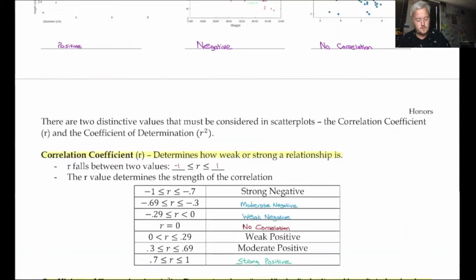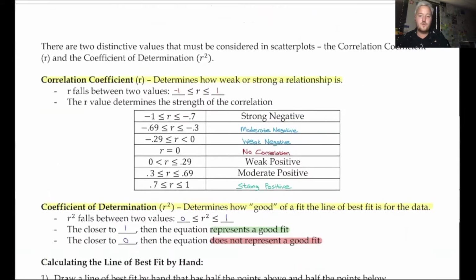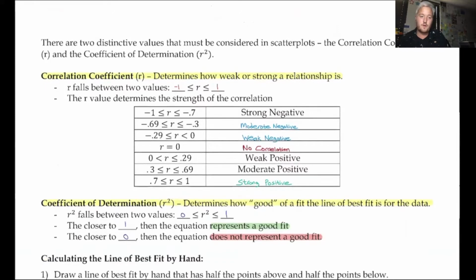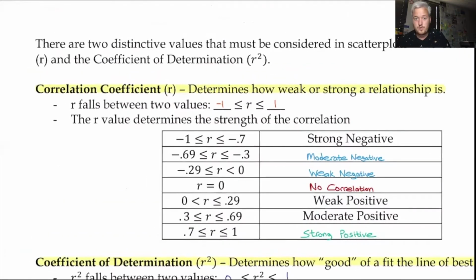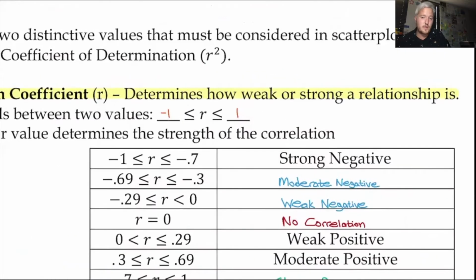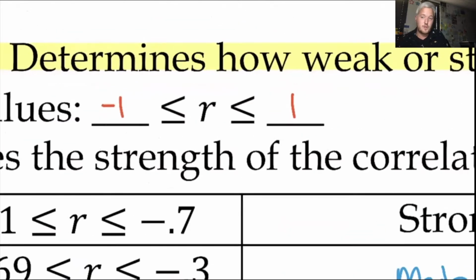Okay, so we're going to get into two specific values. We have the R value, which is the correlation coefficient, and then we have our R squared value, which is our coefficient of determination. Our R value will determine how strong or how weak a relationship is. The R value can be anywhere from -1 to +1.